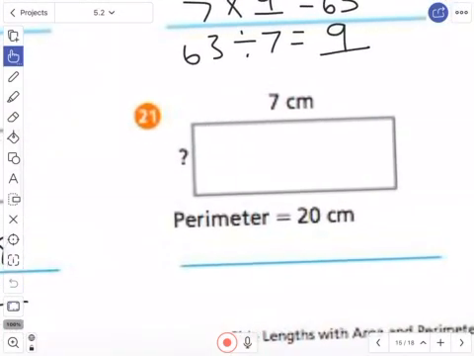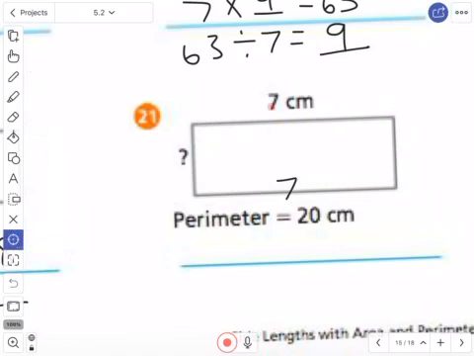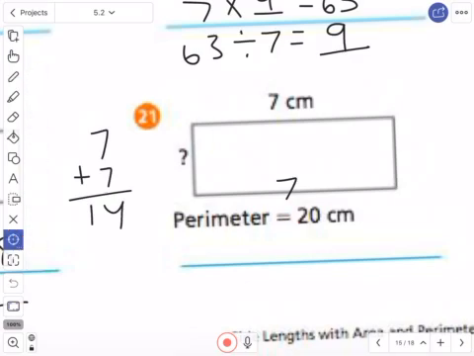Last one for this perimeter. I have to get up to 20. Well, I already have 7 for my length there. If the top is 7, the bottom is going to be 7. So I have to think, how much do I have so far? Well, I have 7 plus 7 equals 14. How much more do I need? I need to get up to 20.